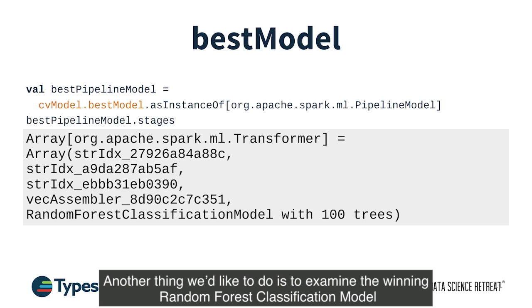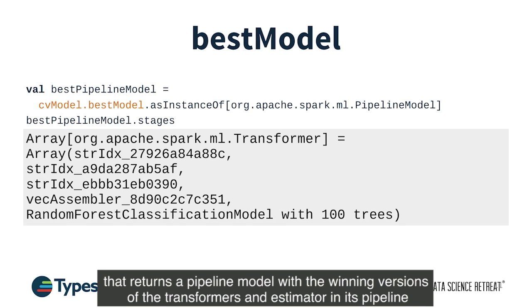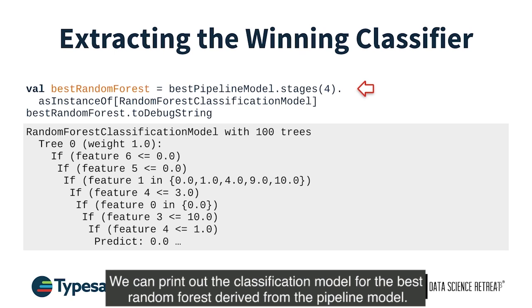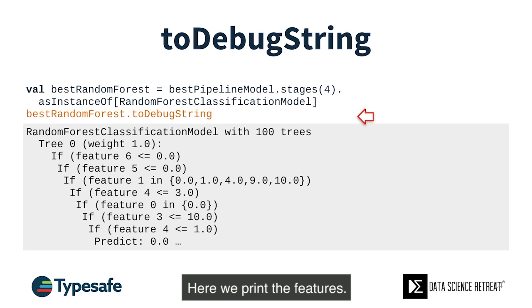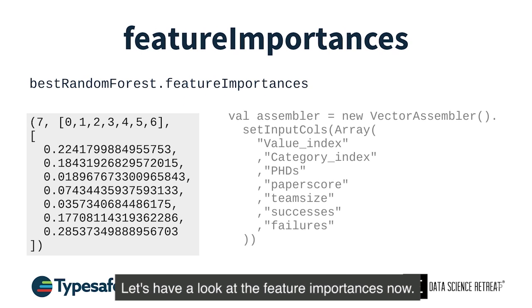Another thing we'd like to do is to examine the winning random forest classification model. The best model is a method on cross-validator model that returns a pipeline model with the winning versions of the transformers and estimator in its pipeline. The last stage of this pipeline model is the random forest classifier we'd like to examine in more detail. We can print out the classification model for the best random forest derived from the pipeline model. Here we print the features, and the best random forest has 61,284 nodes. Let's have a look at the feature importances now.